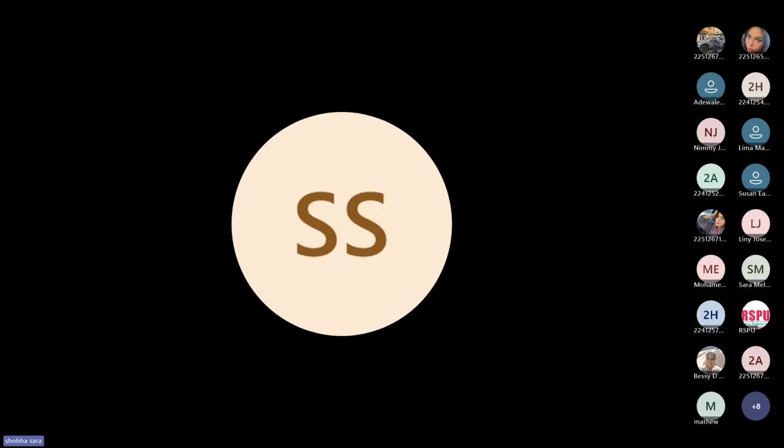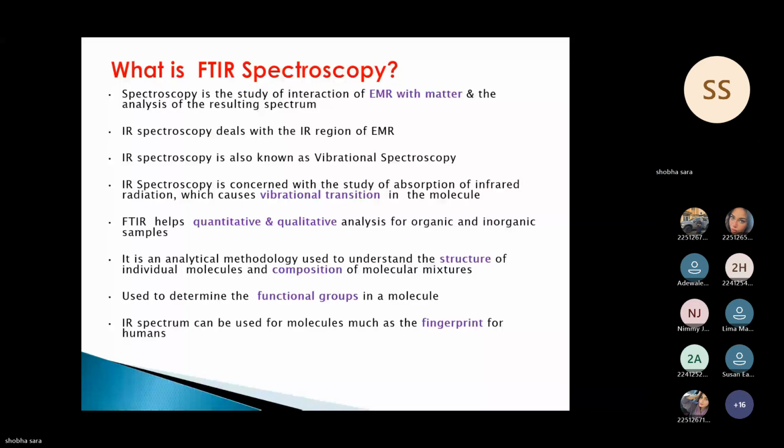We can get the fingerprint of a compound from an infrared spectrum. It can be used for qualitative and quantitative analysis, and for organic and inorganic samples. We get the complete picture of the structure, as I said, and the composition of a mixture. If it is a mixture of compounds, we get the composition, and we get the functional groups in the molecule.